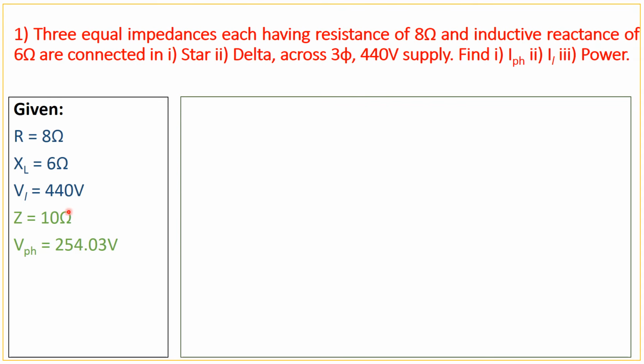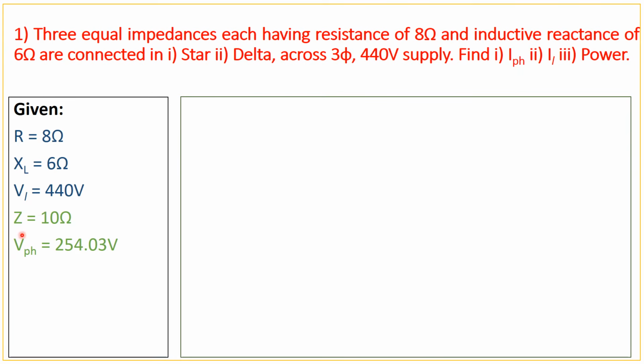Though you will get the value as 44 here for IL, you must not do that, because always the current drawn is by the load, not by the line. So whatever current will be drawn by the load, that will flow in the line. So remember this. Don't make a mistake here.